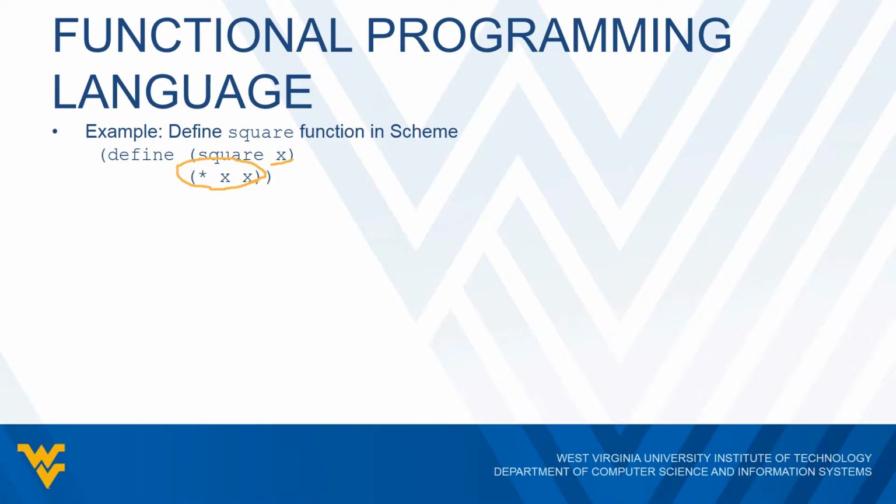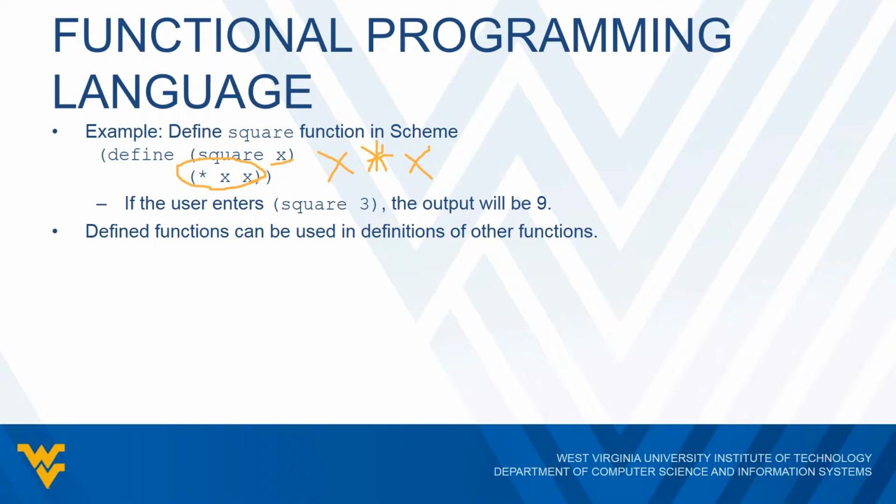Instead of having an operand, then an operator, and then an operand, we put the operator first and then two operands. So this is the same thing as saying x times x. For example, if the user enters square 3, it's going to compute 3 times 3 and output 9. What's really nice about this is we can take a defined function and use it in the definition of other functions. So let's do another example.